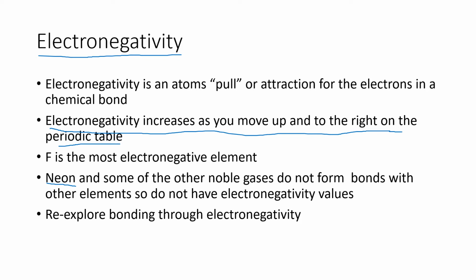With this basic idea of what electronegativity is, we're going to relook at some of the bonding principles we've talked about earlier this semester, but now relating them through electronegativity, and we can get a little bit more detail as to what's happening with the bonding. And we're going to look at three different scenarios.